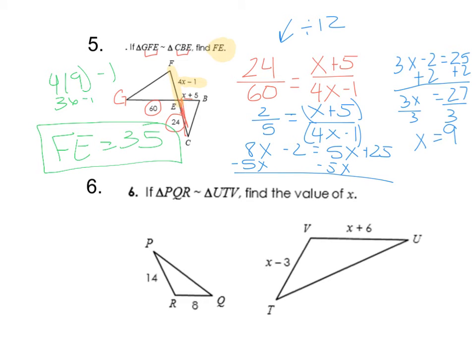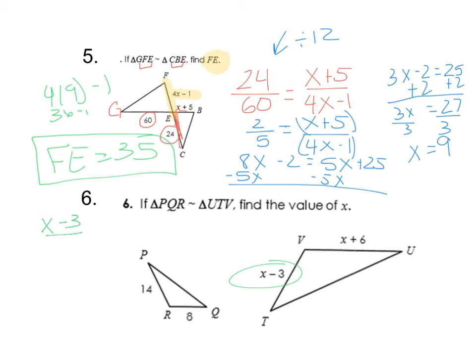All right. Number 6. If PQR is similar to UTV, find the value of x. All right. So again, I'm going to pick something. It doesn't matter where you start. Just pick something to start with. I'm going to start with x minus 3.